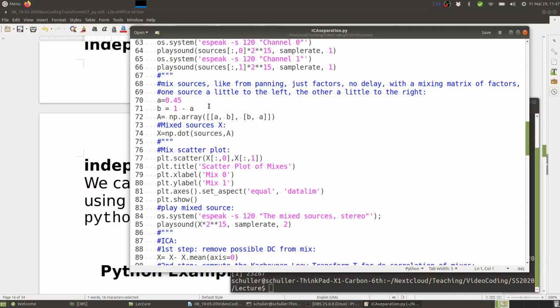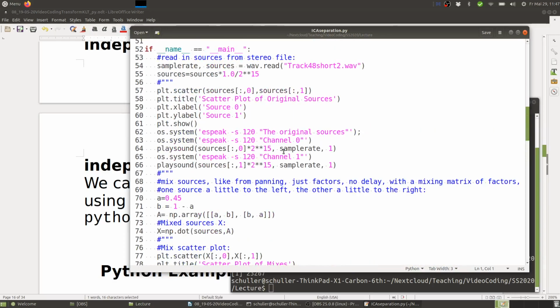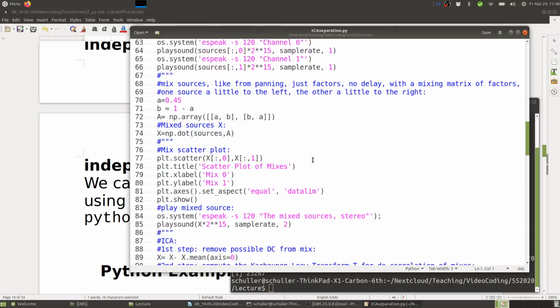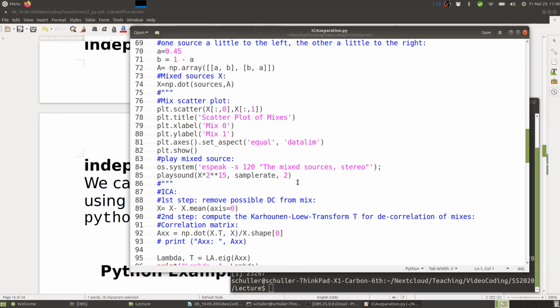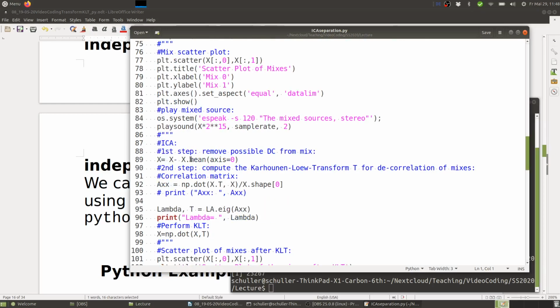Yeah. Then here it makes an artificial mix. So it takes the sources, multiplies it by this mixing matrix, and this is the new X, which now contains the mixed sources, and then it plots the scatter plot of the mixes. So basically we start here with separated tracks, and then we mix them, and then the goal is to unmix them using the independent component analysis.